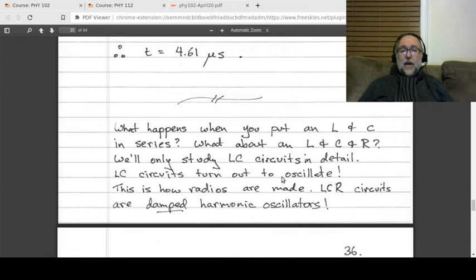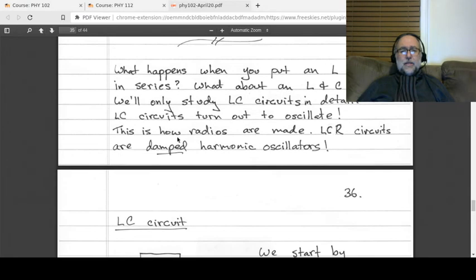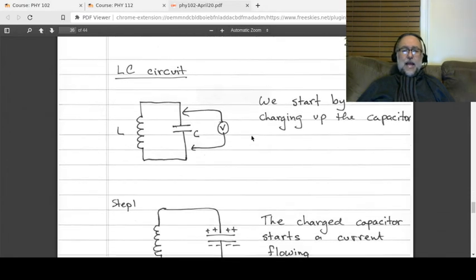But the LC actually turns out to be like a simple harmonic oscillator, which is amazing. The LCR turns out to be a damped harmonic oscillator. So in the lab that we did where we had the damped harmonic oscillator, the LCR circuit actually acts like a damped harmonic oscillator, whereas the LC by itself acts just like a harmonic oscillator. Like I said, I'll derive that for the 102. But for both of you, how can we understand that this LC circuit is actually going to act like an oscillator?